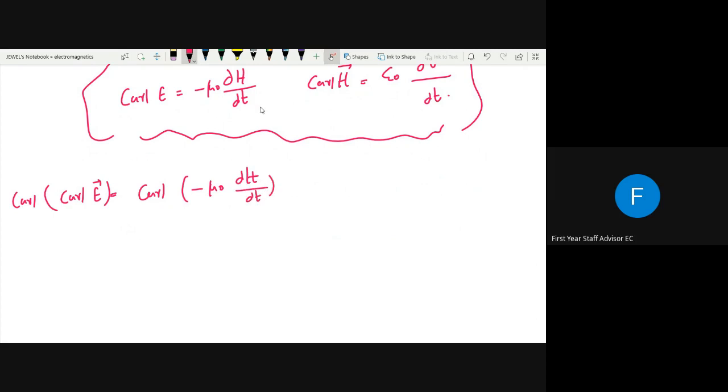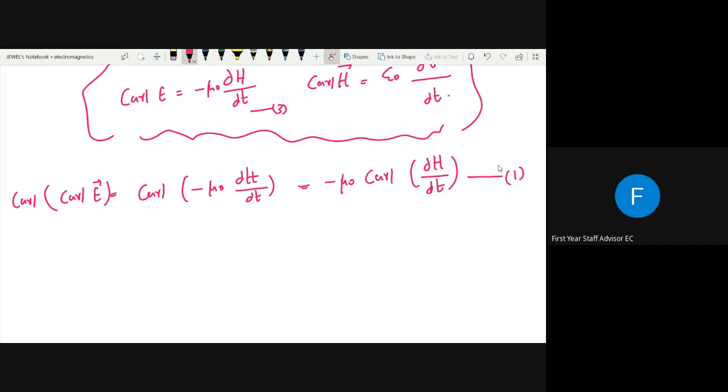Taking curl on both sides of Maxwell's third equation, we get curl of curl E equal to curl of minus mu 0 dou H by dou t, or it is given by minus mu 0 curl of dou H by dou t, because mu 0 is a constant, the permeability of free space, so we can take mu 0 outside. So curl of curl E becomes minus mu 0 curl dou H by dou t. Let's take this as equation 1.